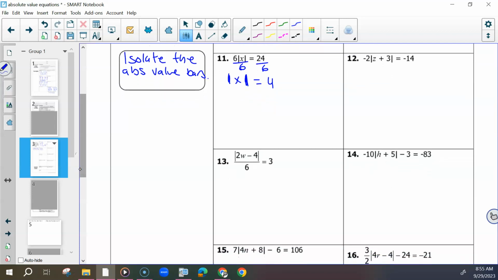Alright, and then just like before, drop the absolute value, set it equal to a positive and negative 4. Write your solution set.